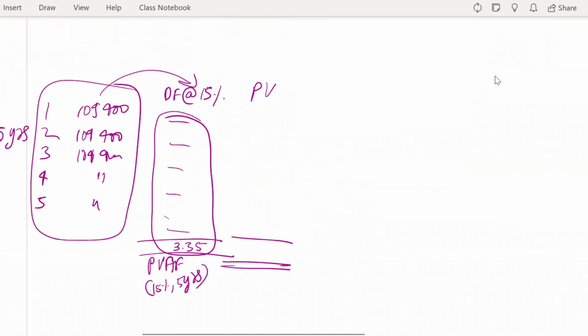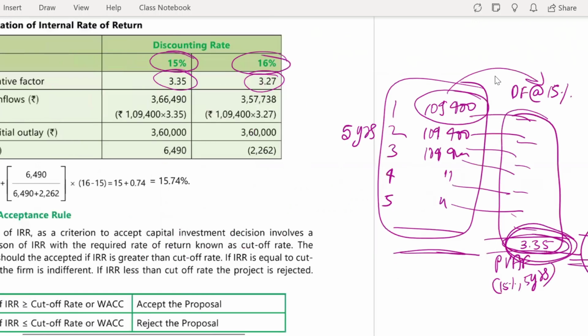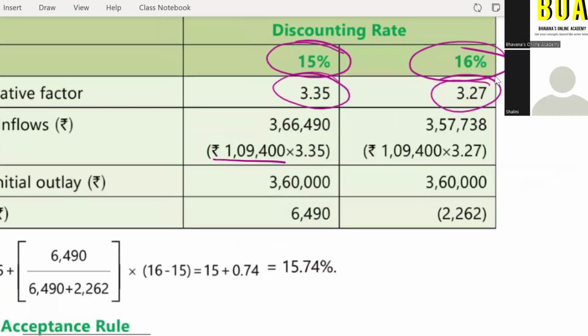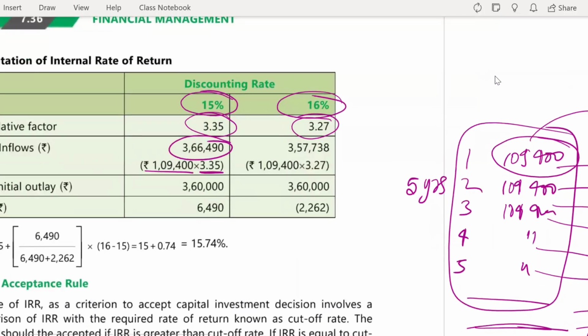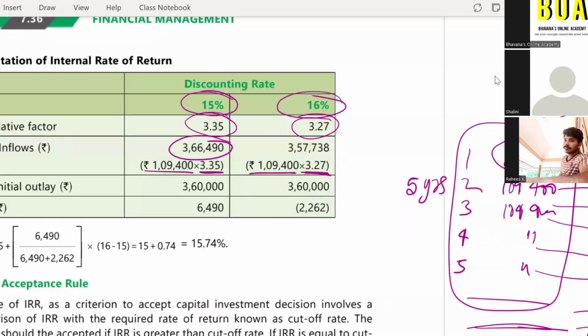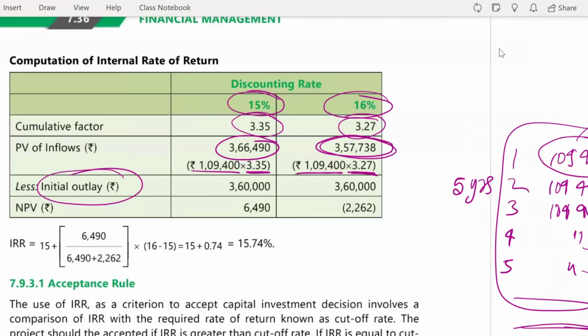So here we are directly doing 1,09,400 into 3.35, since all the cash inflows are the same. Rather than doing it individually year by year, you do it directly with the total and find your present value. 1,09,400 into 3.35 gives a present value of 3,66,490. The same for 16%: 1,09,400 into the total annuity factor 3.27 gives a present value of cash inflows of 3,57,738.